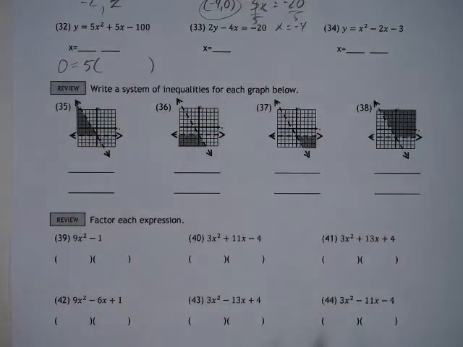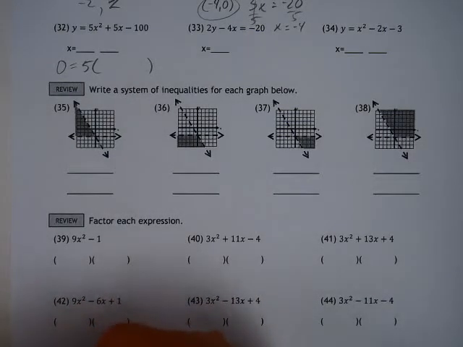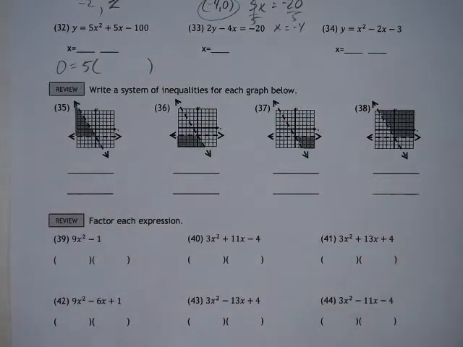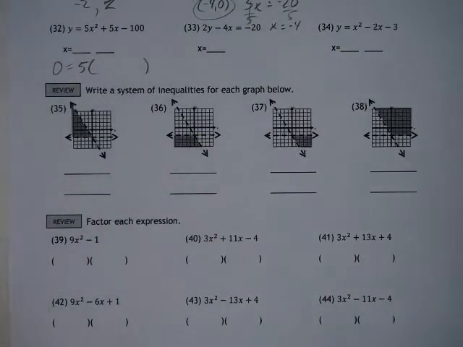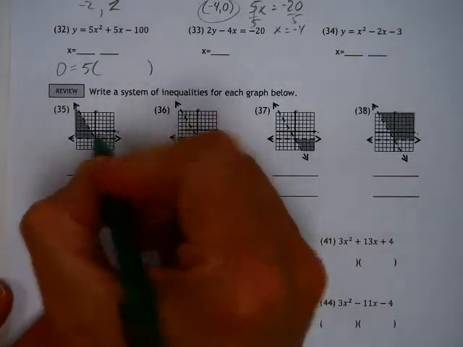Write a system of inequalities, which means you're writing equations that have, instead of an equal sign, an arrow pointing one direction or the other. You might notice something familiar about a lot of these, so I'm not going to do too many, but I will help you set it up. You're looking at where it crosses.